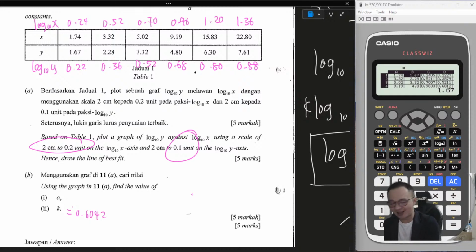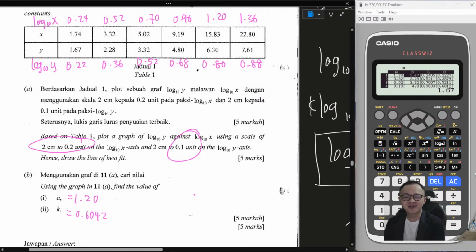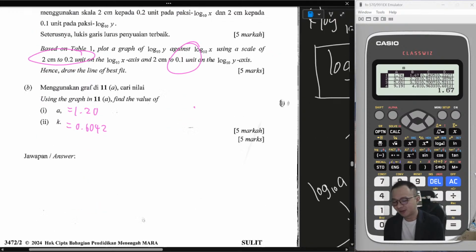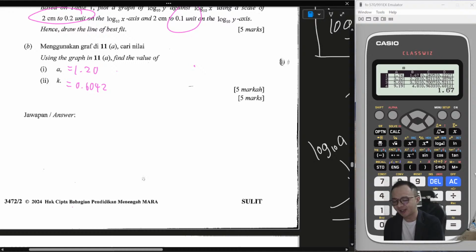Okay, I give you the answer so that when you do it yourself, you can use this answer. How to find the best fit line if I keep getting out of range of the gradient? Okay, the idea of best fit is like this. If you can touch all the points, then no need to do the best fit.